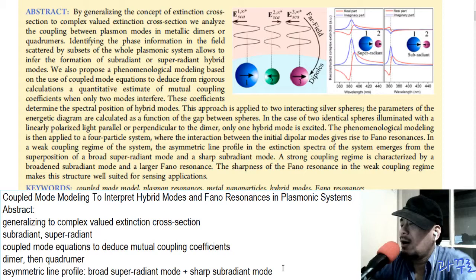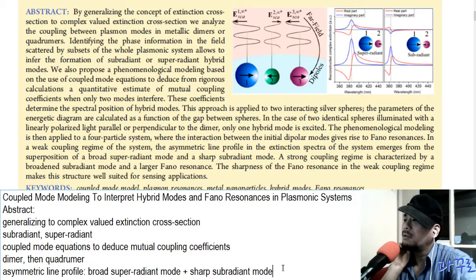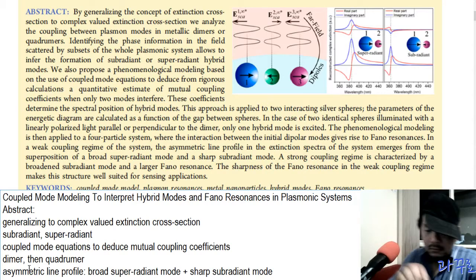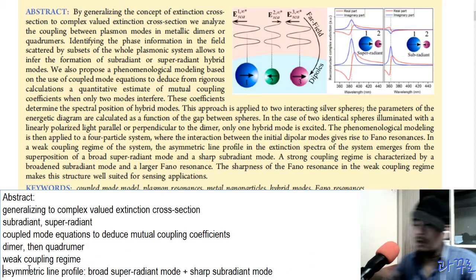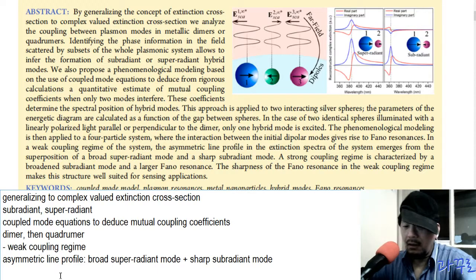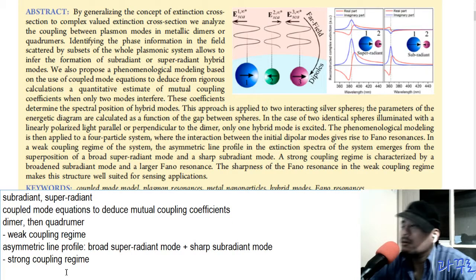A strong coupling regime is characterized by a broadened subradiant mode and a larger Fano resonance. Oh, this is the weak coupling regime, and this is the strong coupling regime. Larger Fano resonance, alright.